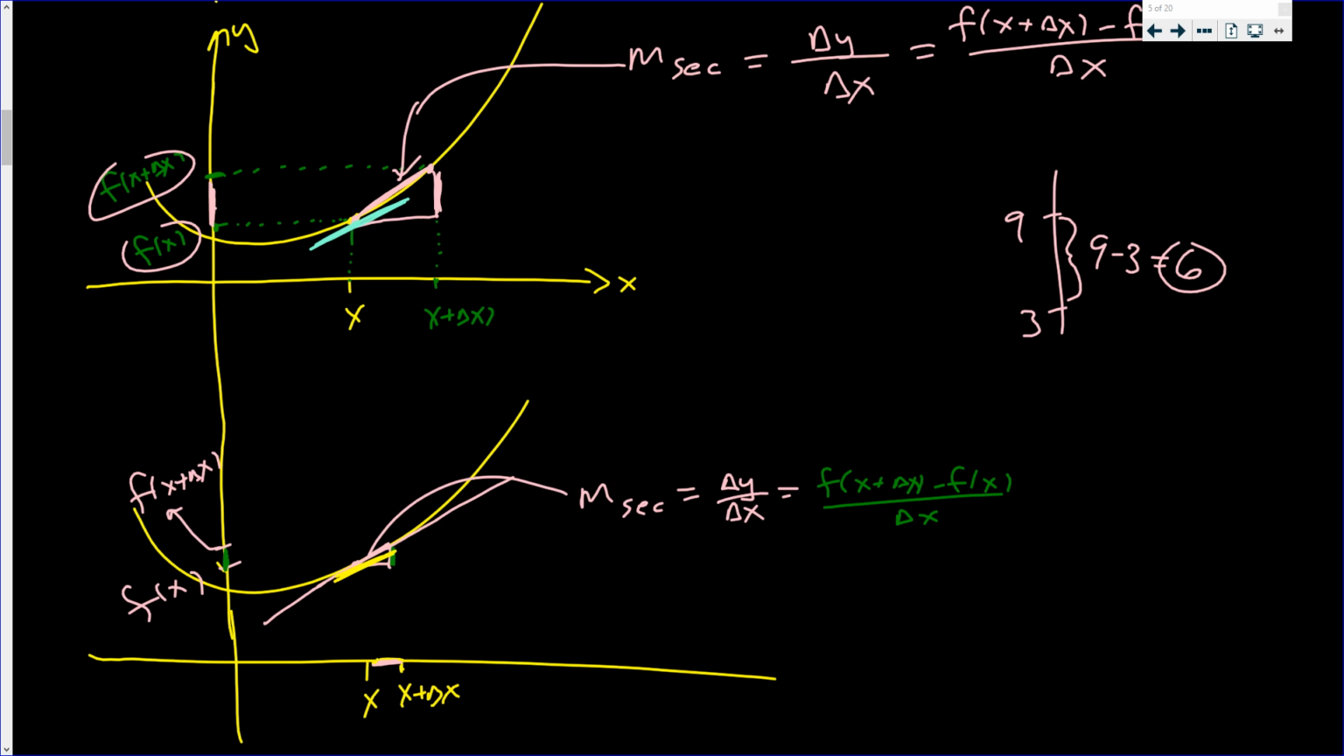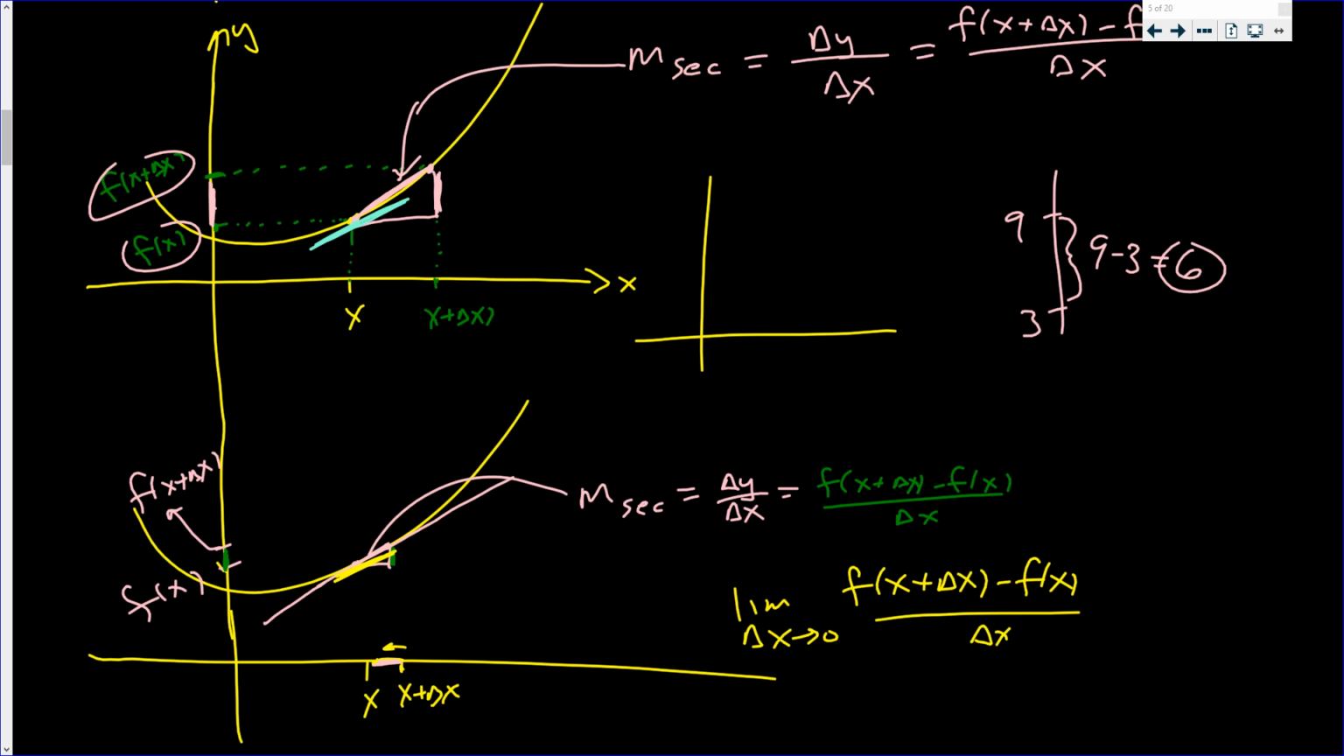In fact, if we take this difference quotient, just a fancy name for this, and we take the limit as delta x goes to 0, we keep pushing the point closer. In other words, initially we had this point and that point. And then we always have this point. Then we had this point and this point. And then later on, we'll have the same one and that one.